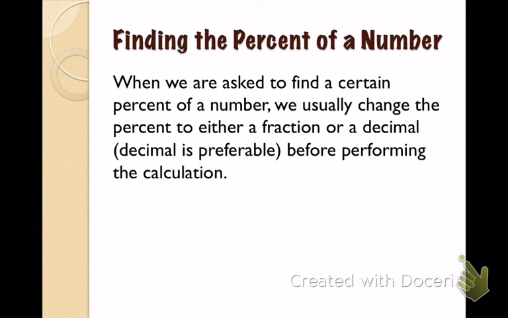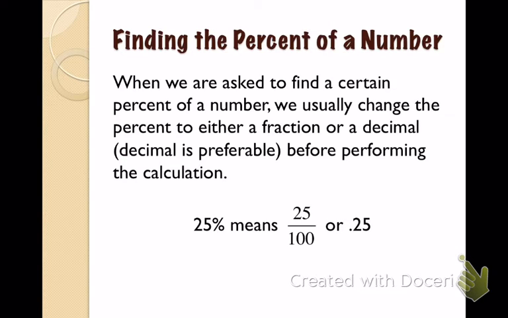When we are asked to find a certain percent of a number, we usually change the percent to either a fraction or a decimal. We want to exchange because we cannot multiply, add, or subtract with percents if we're dealing with regular numbers. So we have to change percents to fractions and or decimals. The decimal is preferable just because it's easier to work with and faster. And that's what we do before we perform any calculations. Let's go ahead and look at that.